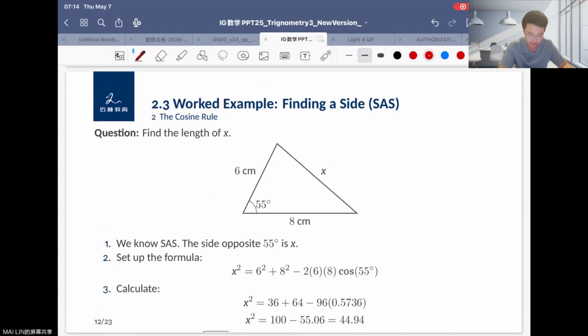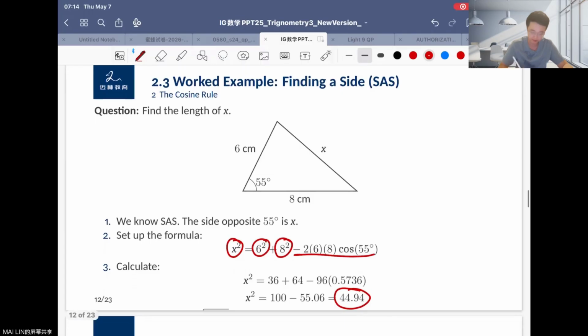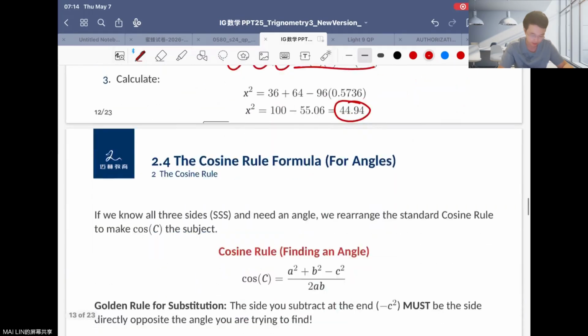So the rule is x squared equals 6 squared plus 8 squared minus 2 times 6 times 8 times cosine 55 degrees. Then you can calculate x squared equals 36 plus 64 minus 96 times 0.5. So x squared equals 44.94, so x equals the square root of 44.94. That is the question right here.